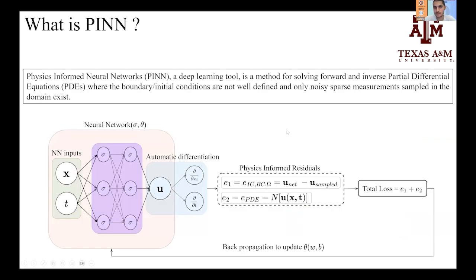The first question is, what is a PINN, or physics-informed neural network? A physics-informed neural network is a deep learning tool which works as a method to solve forward and inverse partial differential equations using initial conditions and boundary conditions. These initial and boundary conditions may not be well defined, and maybe you have only some sparsely defined data or solution in the domain.